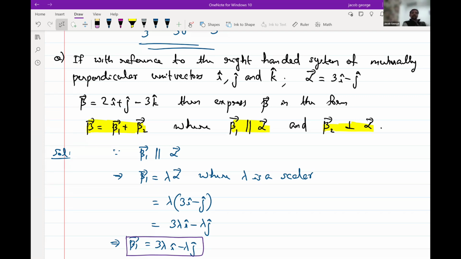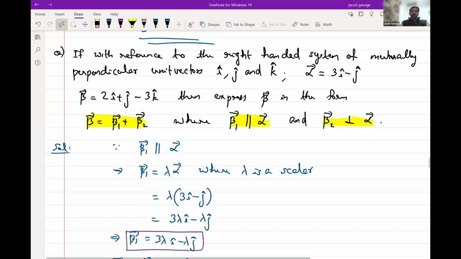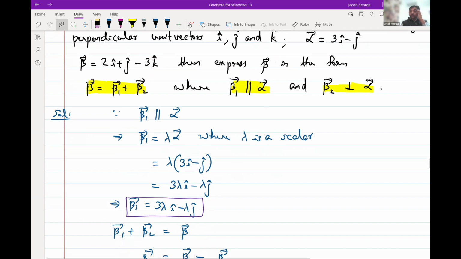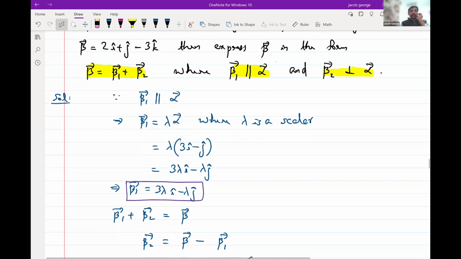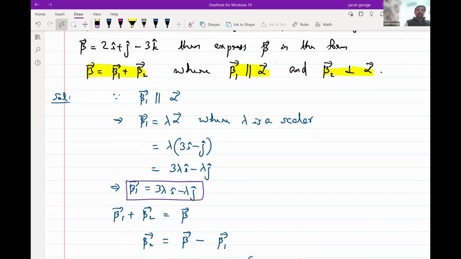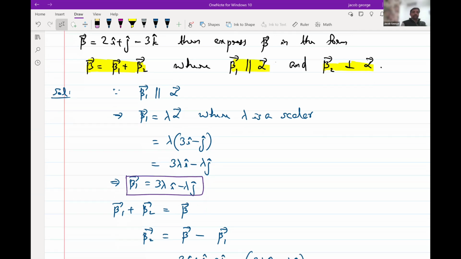So beta 1 vector is 3 lambda I minus lambda j. So beta 1 vector is done. Finish till here? Yes. Now what is the second step? We have to write beta 2 vector. For that it is written beta 1 plus beta 2 is the beta vector. And from there we get beta 2 vector.